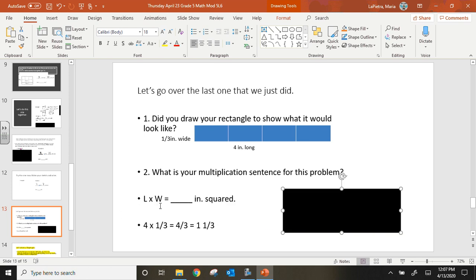Length times width, of course. Your length, 4 times 1/3. Inches squared, labeled. 4 times 1/3 is going to give you 4/3. And yes, that's an improper fraction, and you must divide, and you will get 1 1/3 when you come up with your answer.